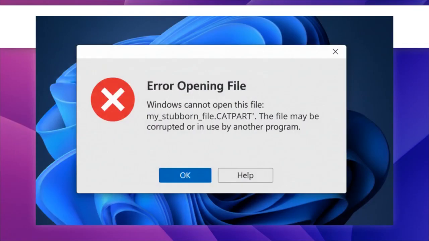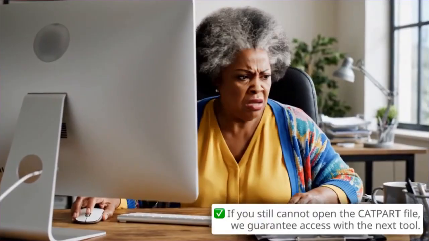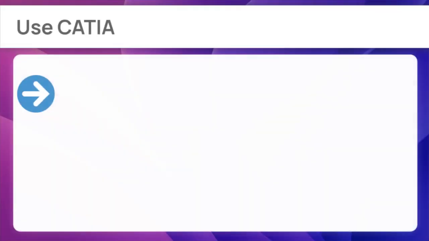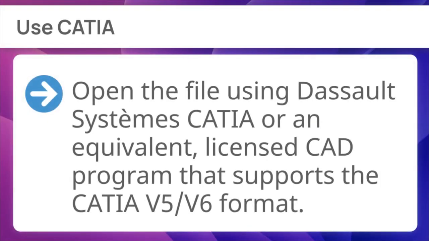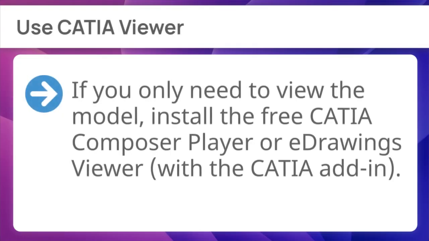If your CATPART file still refuses to load, we are dealing with one of 3 predictable errors. Let's check them off with this easy list right now. First, use CATIA. Open the file using Dassault Systèmes CATIA, or an equivalent licensed CAD program that supports the CATIA V5 V6 format. Next, use CATIA Viewer.